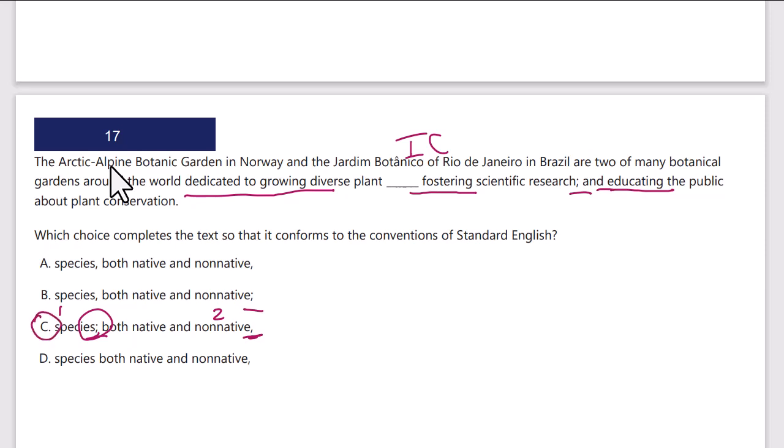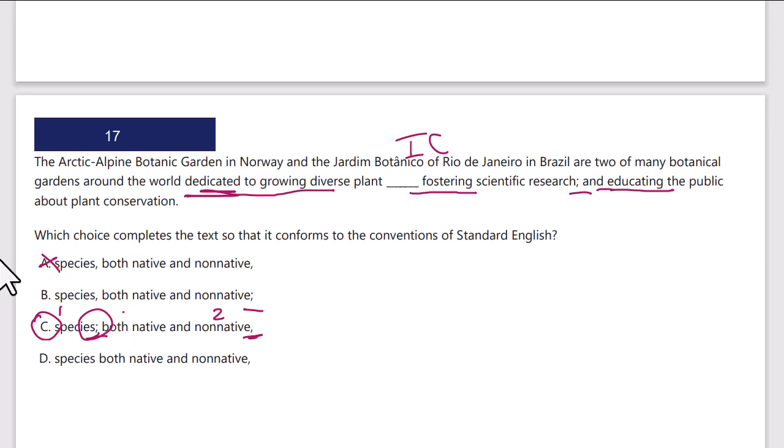Okay, let's just quick check the other options. Both native and non-native, and then we have a semicolon with an and. That doesn't make sense. That doesn't work. Both native and non-native with a semicolon. So diverse plant species, both native and non-native, semicolon. Then say fostering scientific research. So they're dedicated to growing diverse plant species.